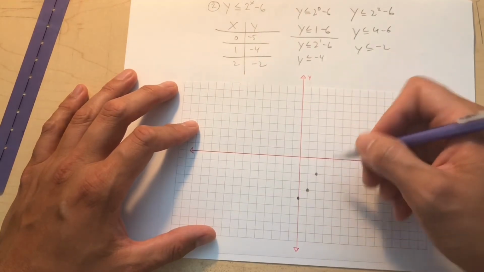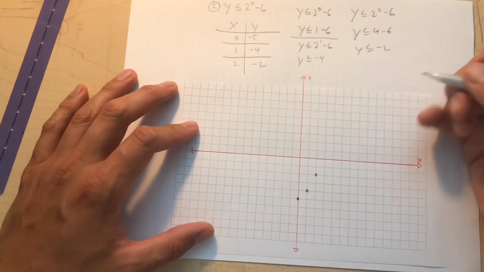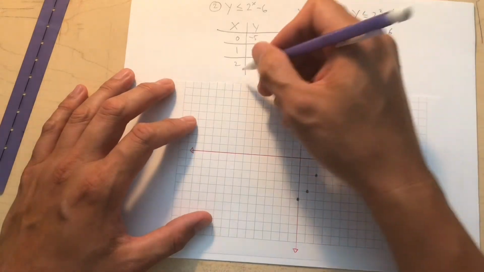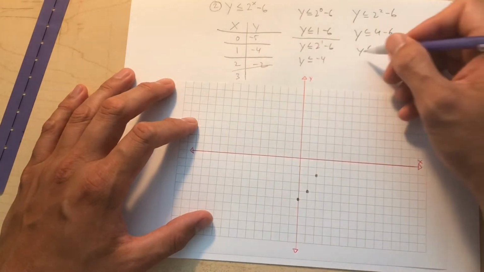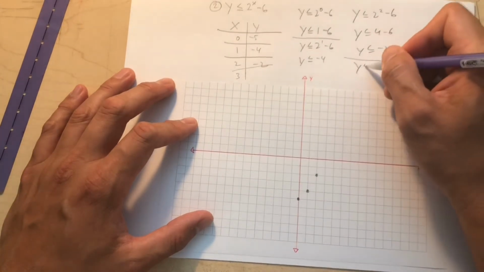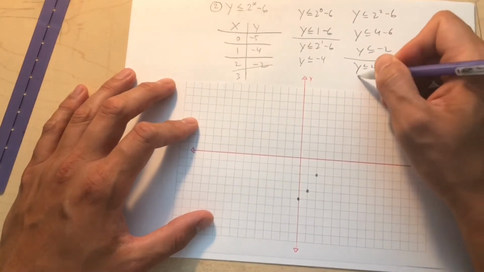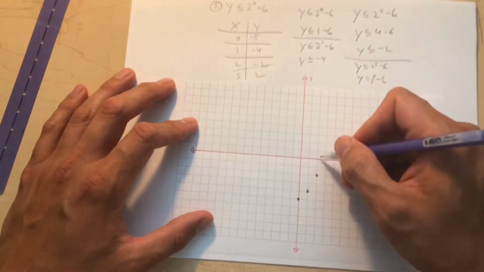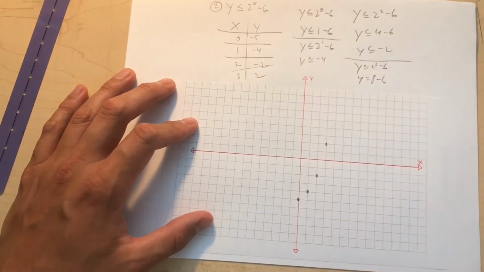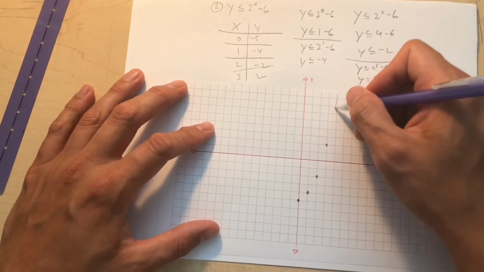Okay, so if you want to plug in another one, you can. You can even plug in -1. I'll just plug in 3. Let's see how that one goes, maybe the graphing will be easier that way. So I'm plugging in 3 there. So y less than 2 to the 3rd power minus 6. That gives me 8 minus 6, which is 2. So 3 and 2. So 1, 2, 3, 1, 2. There you go. It just makes my graphing a little bit easier.